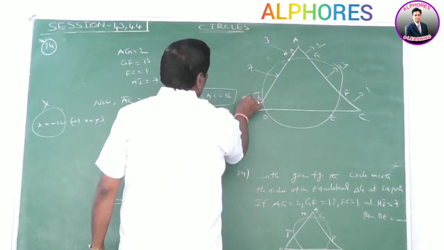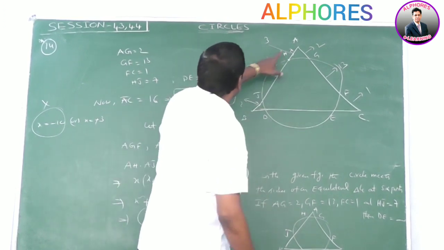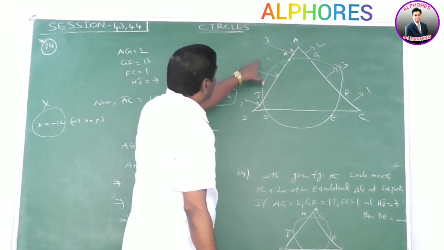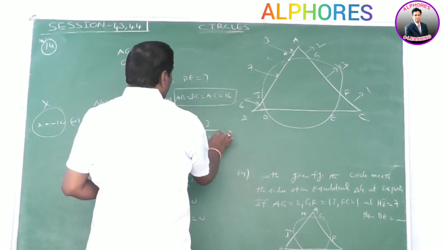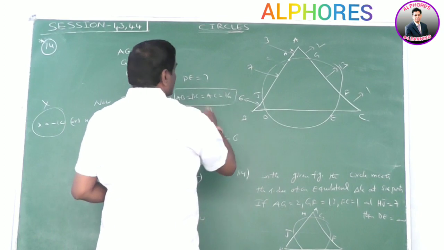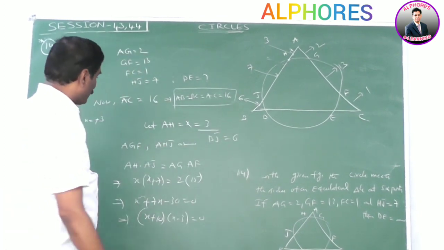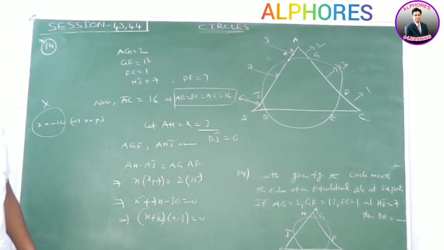This is the 7. What is this value? The sum of this total is equal to 16. That means 7 plus 3, 10. That means this value is automatically 6. Therefore, BJ is equal to 6. This value is 6. Please note this point. BJ is equal to 6.